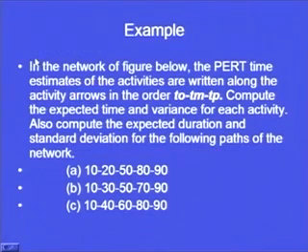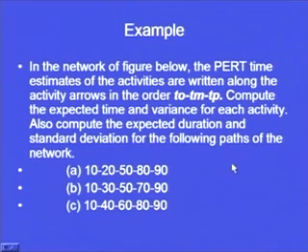Now let us take an example. In the network of the figure below, which you have seen in the previous slide, the PERT time estimates of the activities are written along the activity arrows in the order of TO, TM and TP: optimistic, most likely and pessimistic time. Compute the expected time and variance for each activity, and also compute the expected duration and standard deviation of the following paths of the network.